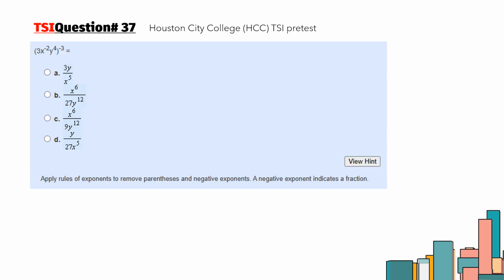So let's review some formulas here. If we have a to the power of negative n, that will be the same thing as the reciprocal of a to the power of positive n. So in this case, those numbers will be flipped over, so 1 over (3x to the power of -2 times y to the power of 4) all to the power of 3.